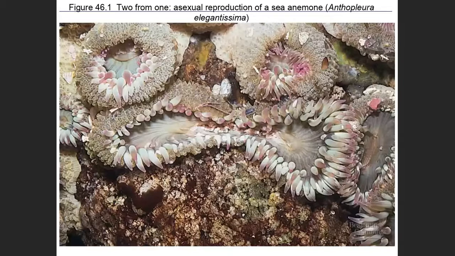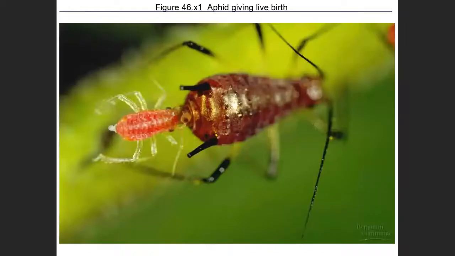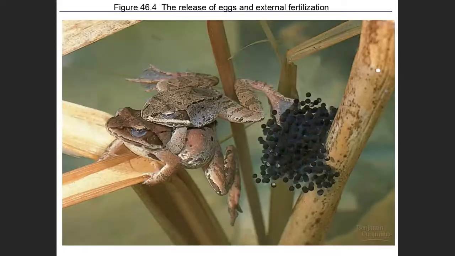One of the disadvantages of asexual reproduction is that all the progeny are genetically the same. So if there's a problem, it's a problem for everybody. If there's diversity, it's going to be a problem for just some. There's an aphid actually giving live birth. You can see some animals besides humans do actually give live birth, instead of just laying eggs.